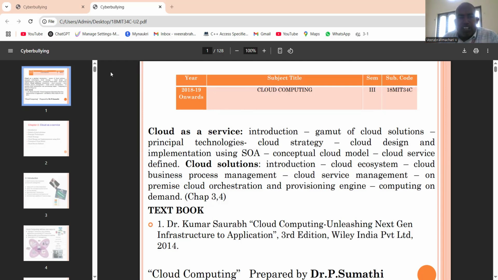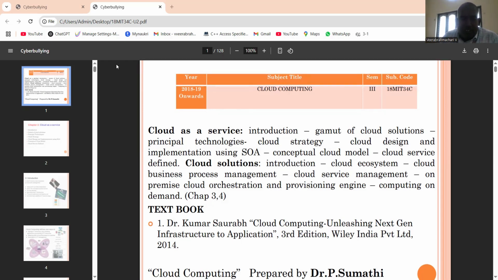We can implement the cloud design and implementation using various types of service oriented architecture, and the concept of the cloud model, and how cloud services are defined. Various cloud solutions, the cloud ecosystem and cloud business process management are topics that will be discussed in this class, along with cloud provisioning and computing on demand.